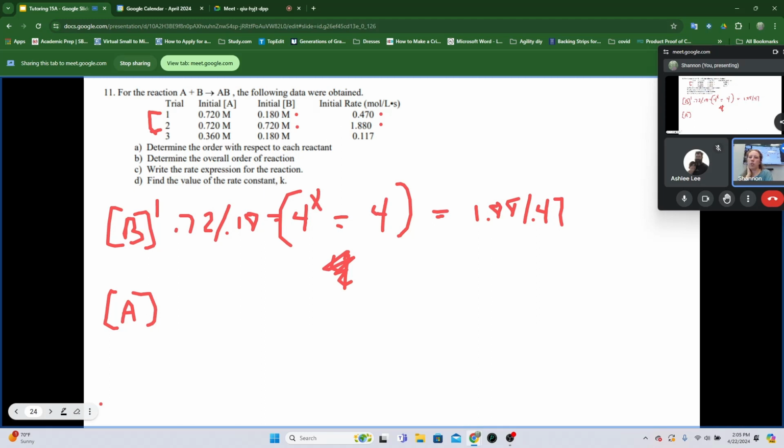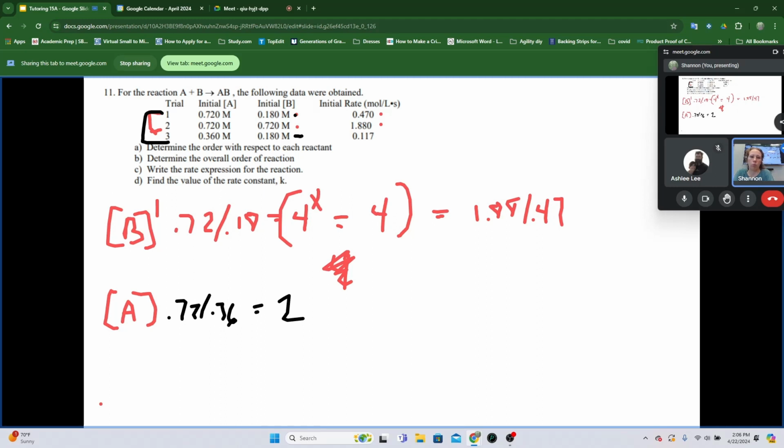But I'm changing which trials I'm using. Now I'm going to use trial 1 and 3 because B is kept the same and only A changes. I'm going to take the largest one by the smallest one. So I'd do 0.72 divided by 0.36, and I'm going to get 2. Okay, so we doubled the concentration of reactant A.